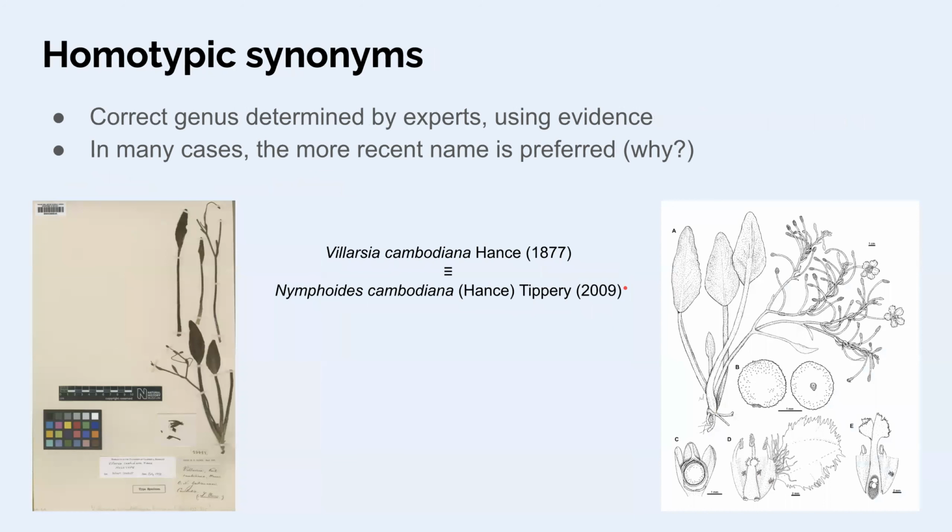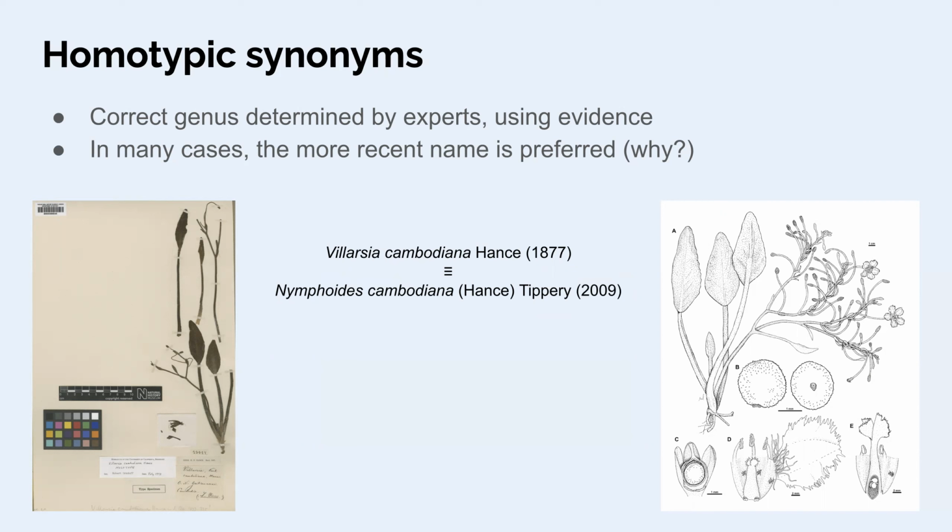You can also have a situation of homotypic synonyms. And this is what happens if you reassign a name into a new category. So here we've got two synonyms, the Valarsia name for Valarsia cambodiana and the Nymphoides name, Nymphoides cambodiana. Those are homotypic. So when Tippery here went and reassigned Valarsia cambodiana to the genus Nymphoides, there wasn't any new type required. The type existed. The type was describing a species. Even though it changed names, it's still the same species concept.